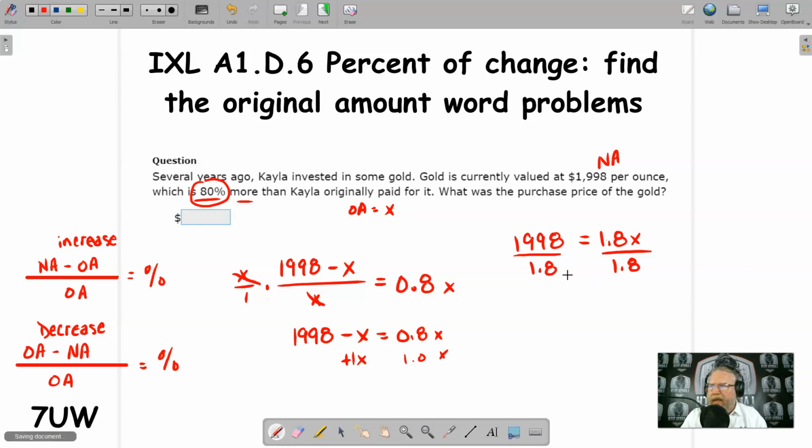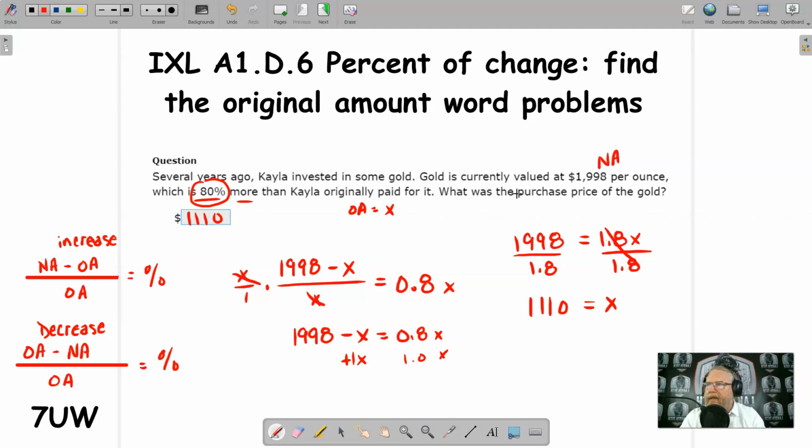Now, in this situation, we're going to go ahead and let the 1.8s cancel each other, leaving us with just x. And then I'm going to use my calculator for this one. I don't want to do mental math of 1,998 divided by 1.8. So 1,998, we're going to divide that by 1.8, and that's going to give us $1,110.